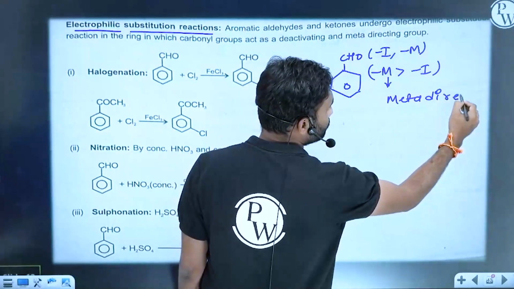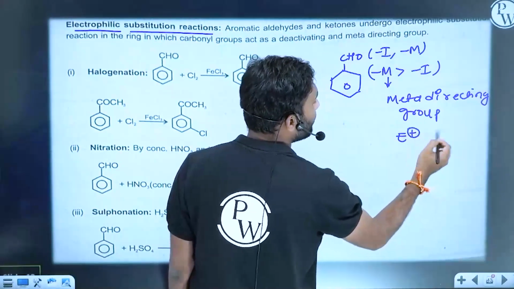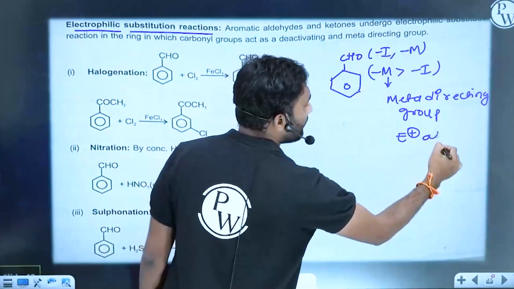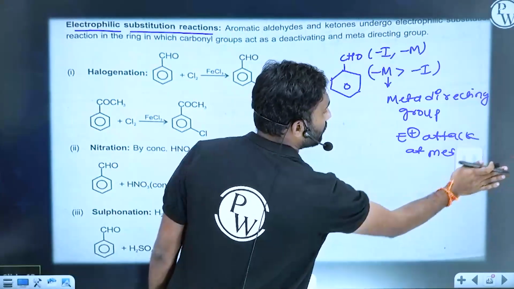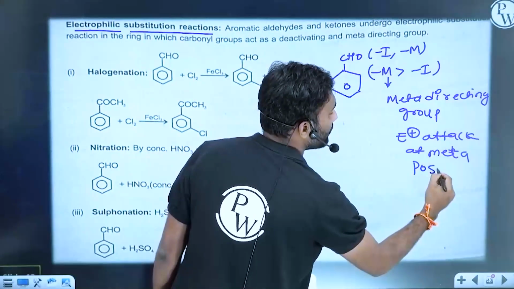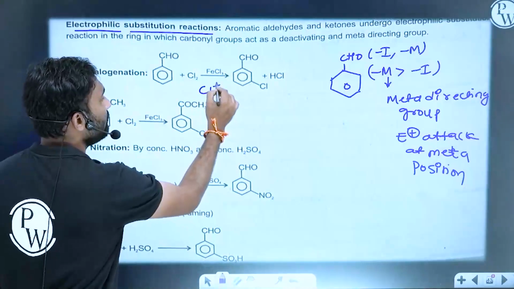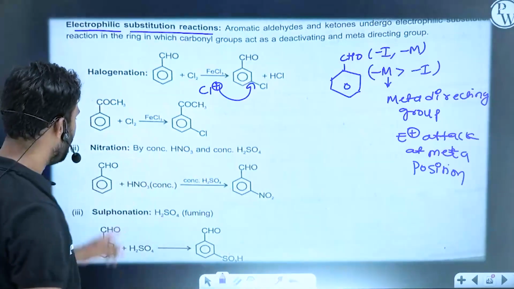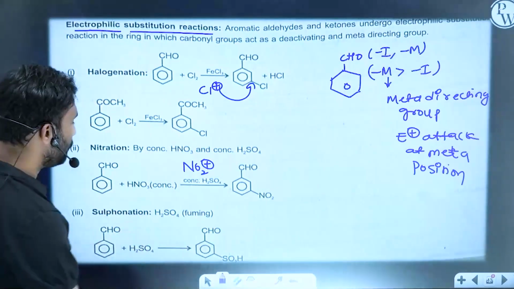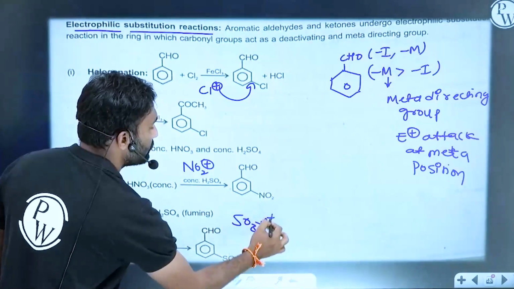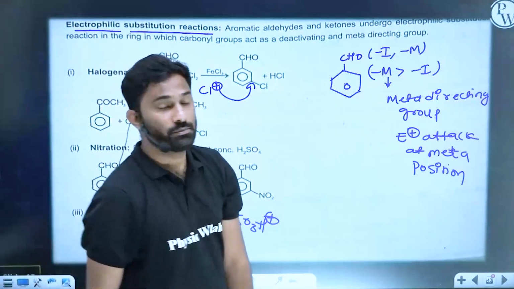Meta directing groups mean the electrophile will attack at the meta position. Now in halogenation, Cl is the electrophile, and it attacks at the meta position. Next, in nitration, NO2 is the electrophile and it attacks at the meta position. In sulfonation, SO3H is the electrophile, and it attacks at the meta position. Now this is the electrophilic substitution reaction.